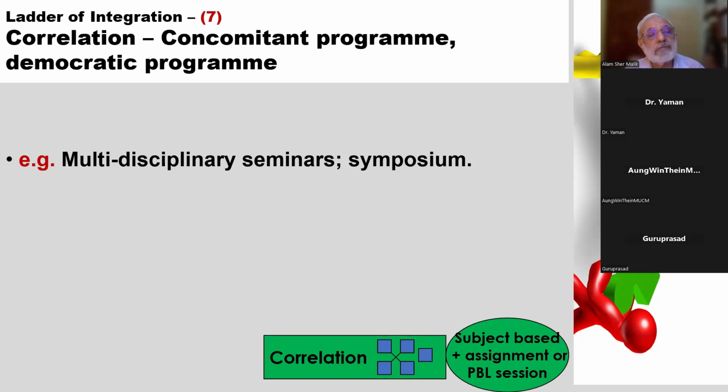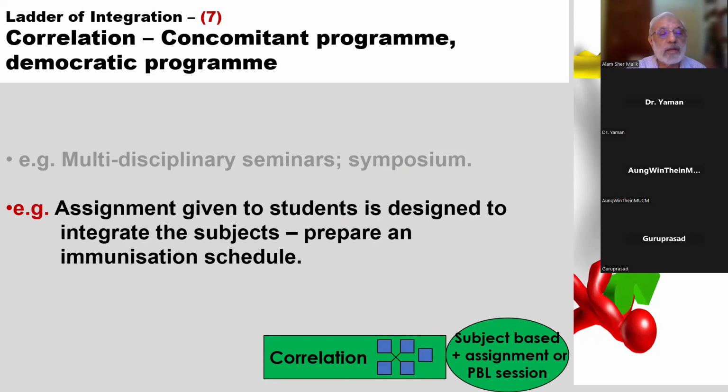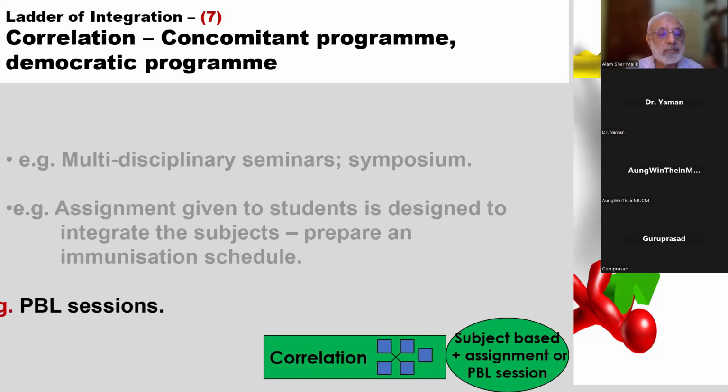One example of this concomitant program is multidisciplinary seminars or symposia, where there's one topic and different disciplines come together and talk about it and conduct a symposium on that. The next is that assignments are given to the students, and they are designed in such a way that different disciplines need to be included at the same time.